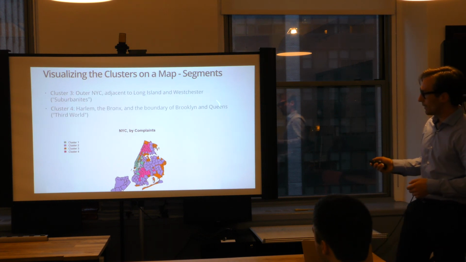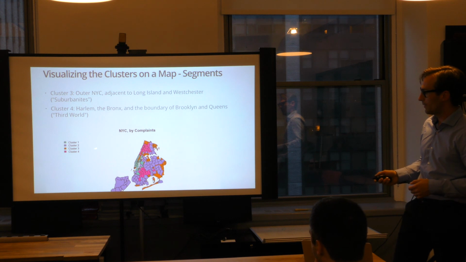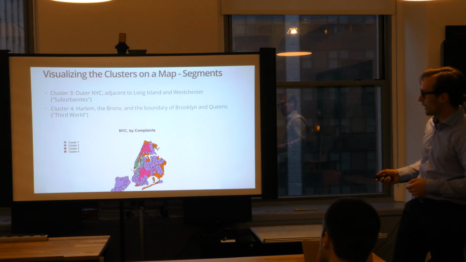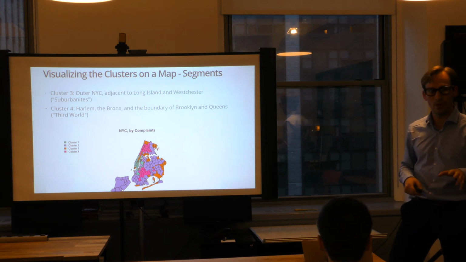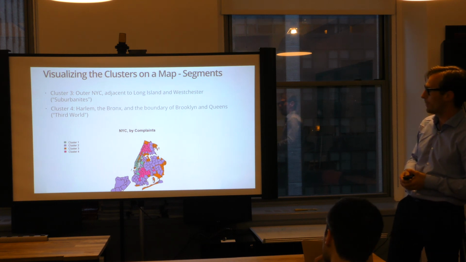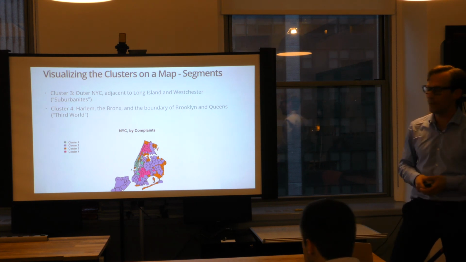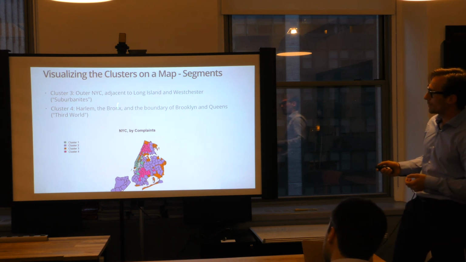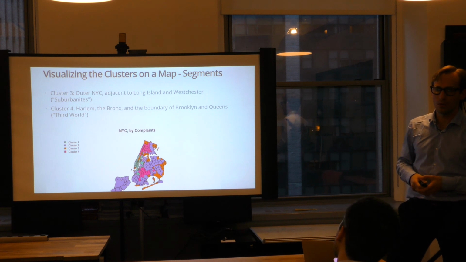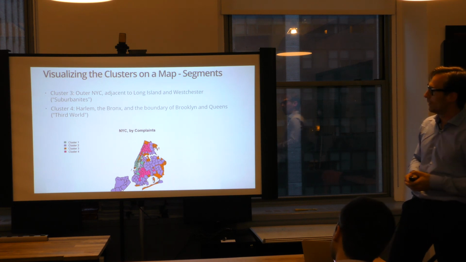And then cluster 3, if you see here, is this orange one, and that's mostly on the outskirts of New York. So pretty far away from the city center and from Manhattan. And so I'm going to call those suburbanites. And then cluster 4, we'll see this later, why I've named it the third world.